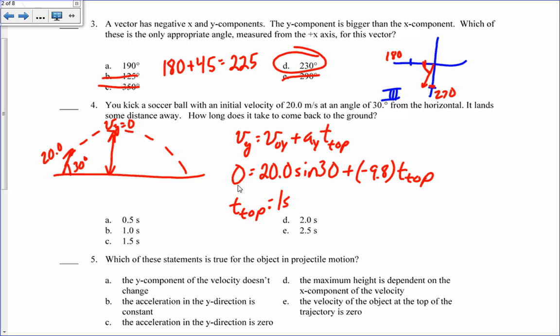All right, so that means that the total time is going to be twice t top. It's going to be 2 seconds. So the answer for number 4 is D.